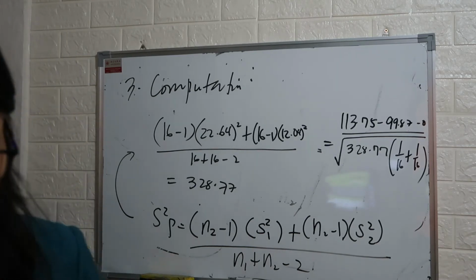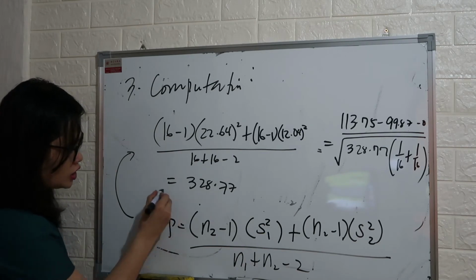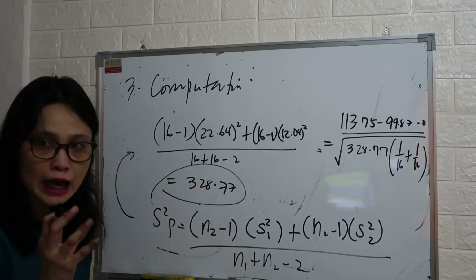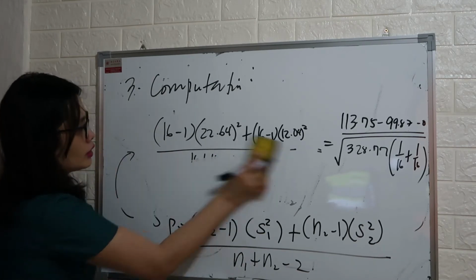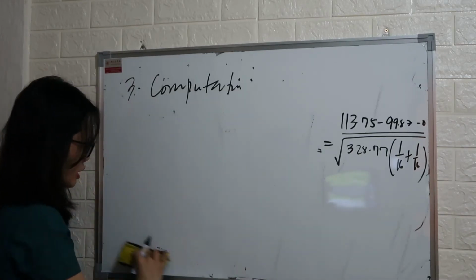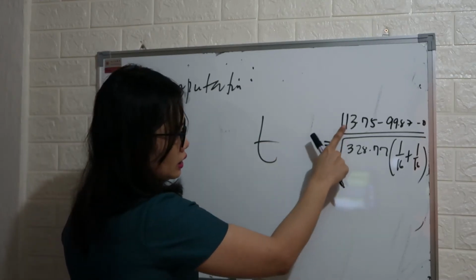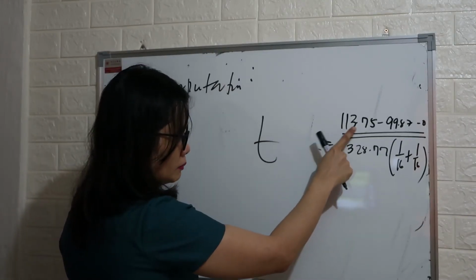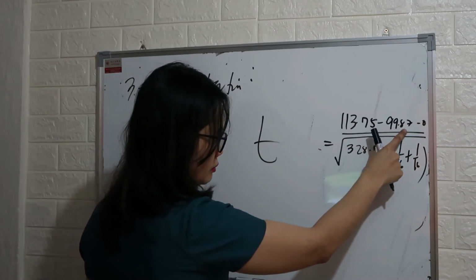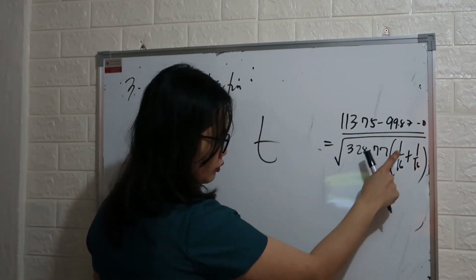Okay, so that will be 328.77. After we solve for s squared t, which is 328.77, we can now solve for the t value, since we already have s squared t. So substitute. Your t value will be the first mean, 113.75, minus the second mean, 99.87, minus 0, all over the square root of 328.77 multiplied by 1 over 16 plus 1 over 16.